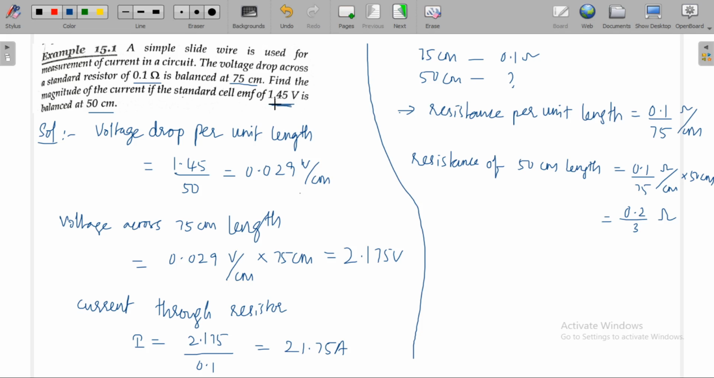You know the voltage of standard cell, then you can find the current through that. Anyhow, it is balanced at 50 centimeters. Means current through that resistor, current I will be equal to 1.45 by 0.2 by 3. Then you're going to get 21.75 amps.